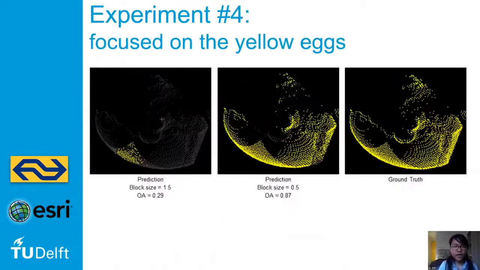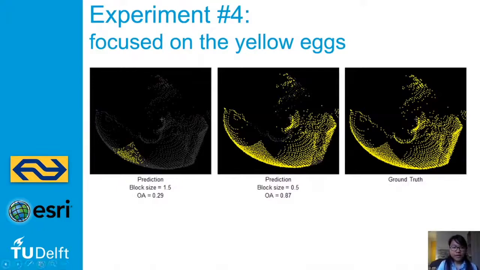Last, we try another approach based on Kudinov. We only focus on one object, which is a yellow egg. So we collect all the yellow eggs we have in the station. We have 9 yellow eggs, so we separate them into training, validation, and testing.